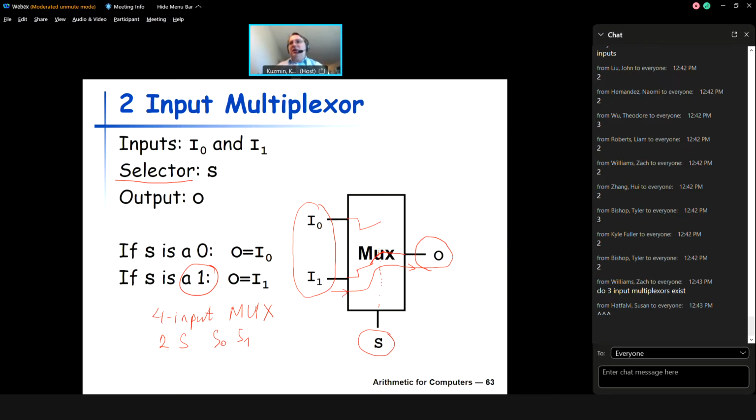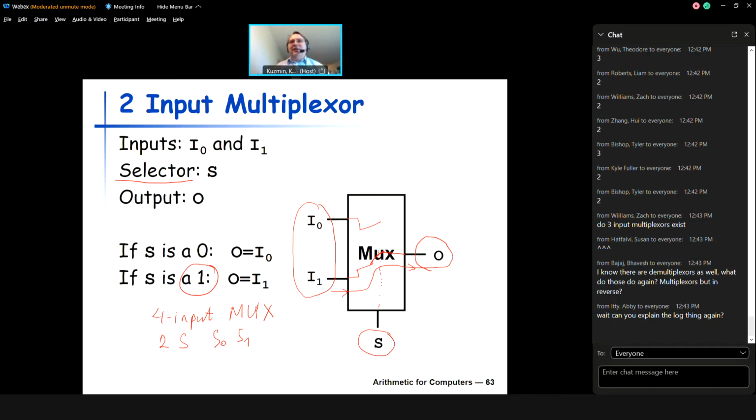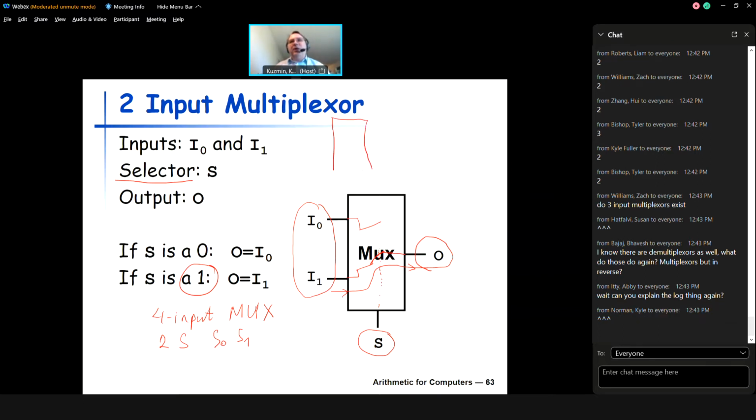So let's actually look at this. Someone asked basically the question, what if we need to have a multiplexer with 3 inputs? There's always only one output and 3 inputs, I0, I1, I2. So how many selector bits do we need to have? Well, we cannot go with just one. We have to have 2, all right? Because 1 would only allow us to select between 2 things, not 3 things. So we still need to have 4 of them.